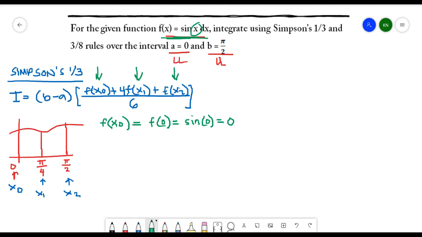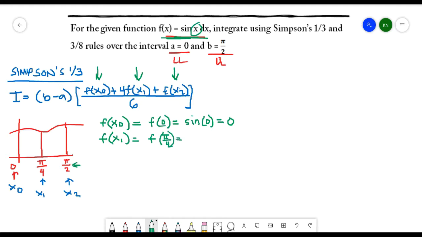You need to remember that the given points here are not in degrees, so you need to convert your calculator to radian mode. So again, we also have to find f of x sub 1, which is equivalent to f of pi over 4.